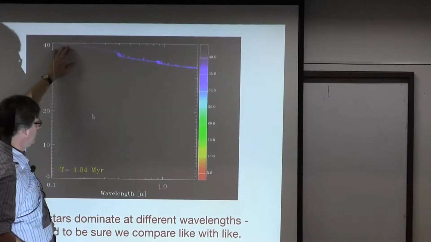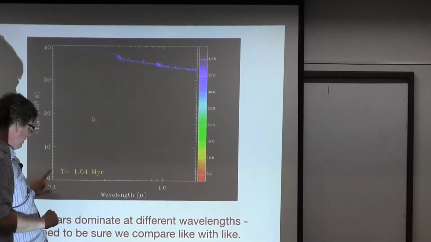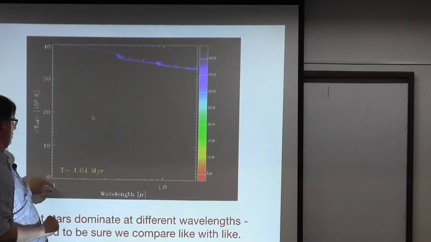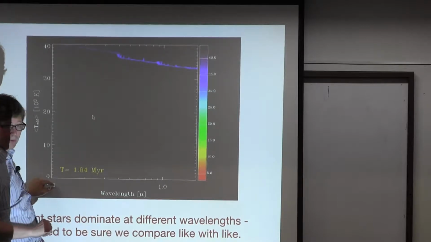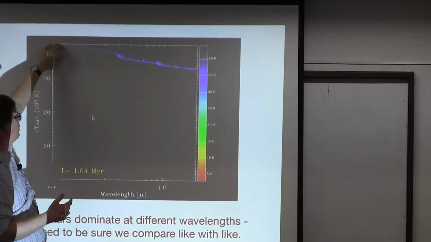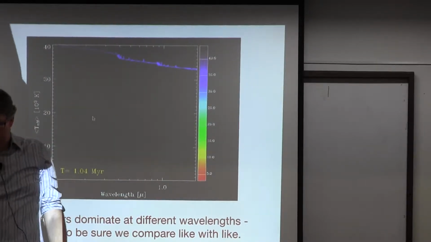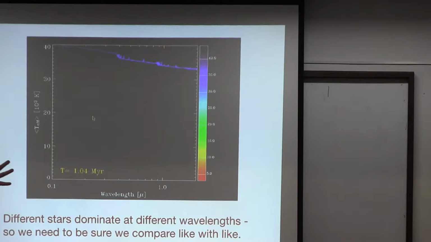Here, in the ultraviolet, this is 1,000 angstrom. So this is close to the hydrogen ionization limit, or the Balmer limit. Here, you will notice that all the stars that dominate here are young. They're really hot stars. It's the only thing that you will see there.